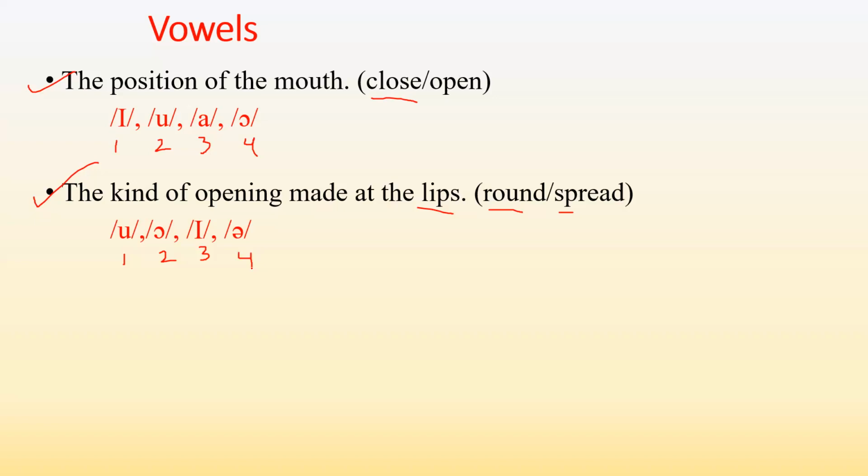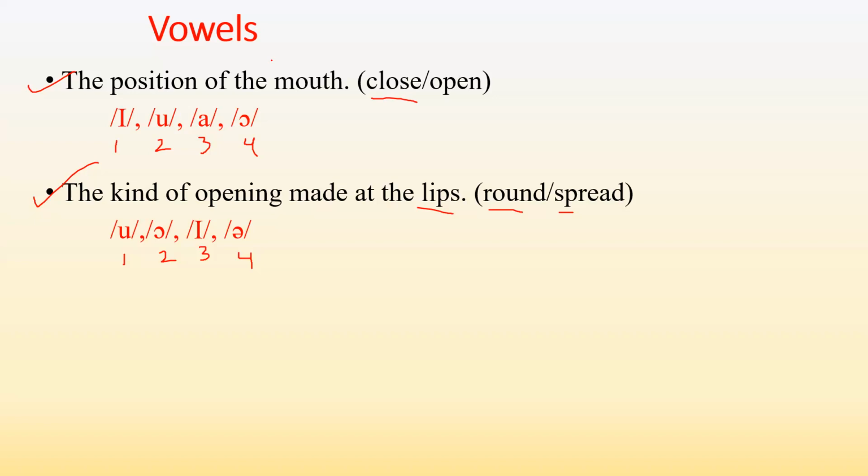So which are the lips round vowels from these four? First and second. First and second, correct. I have given all these examples according to the order, right? So when you say oo and o, you are rounding your lips. But when you say e, there is no rounding like that, nothing. So they are lips unround vowels or lips spread vowels. That is what we discuss as the kind of opening made at the lips.